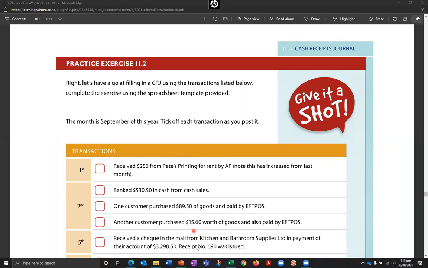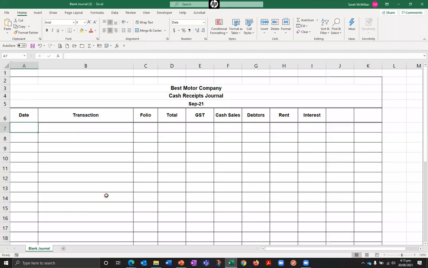So we go to our journal, we type the date, 1st of September. In transaction, we put Pete's Printing. And in folio, remember we put AP because it was received through an automatic payment. And the total, if you can remember, was $250.